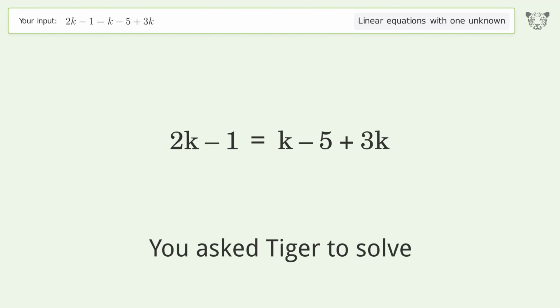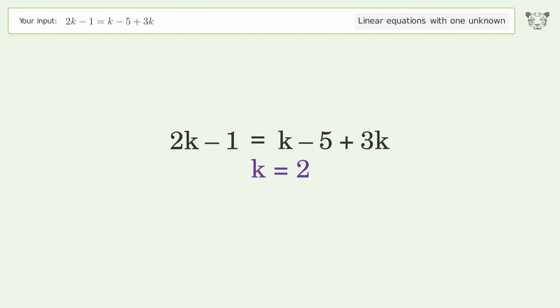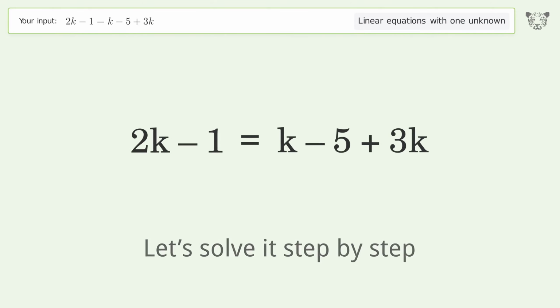You ask Tiger to solve this. This deals with linear equations with one unknown. The final result is k equals 2. Let's solve it step by step.